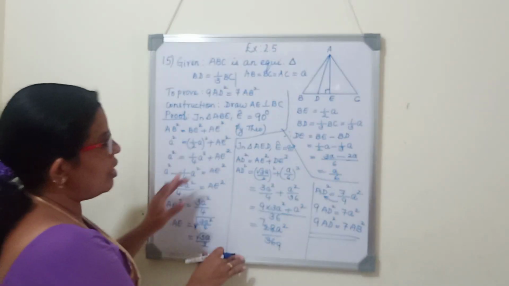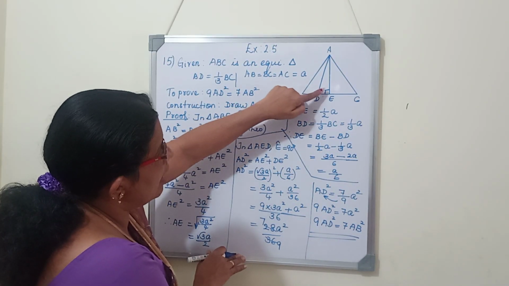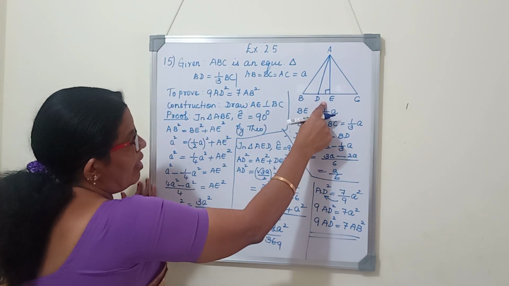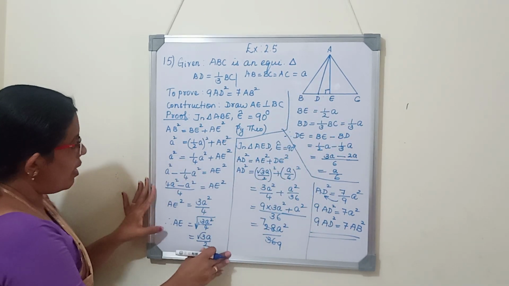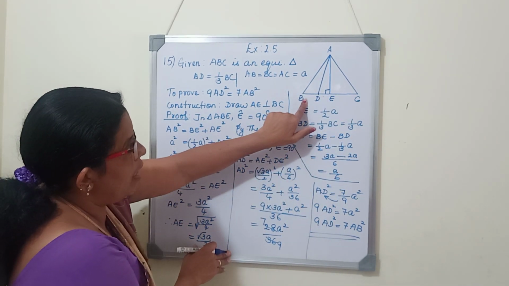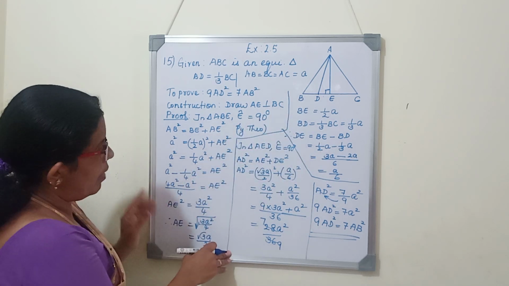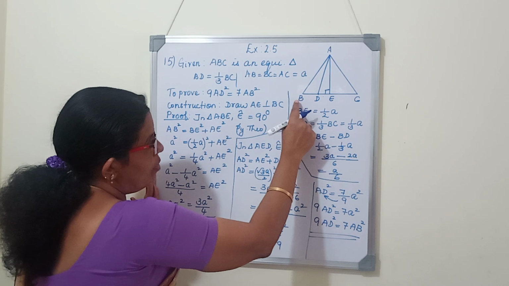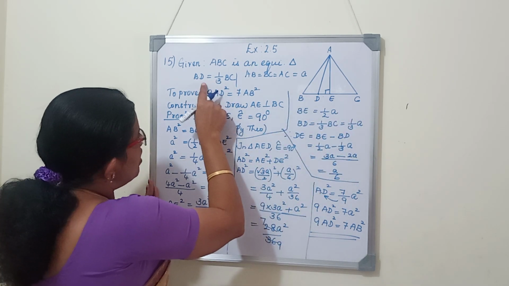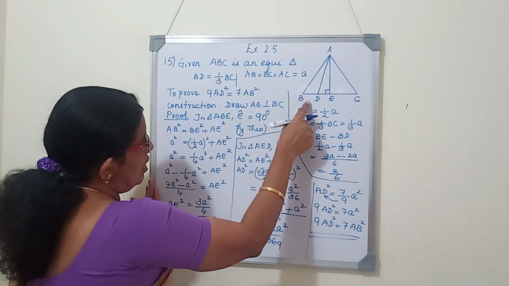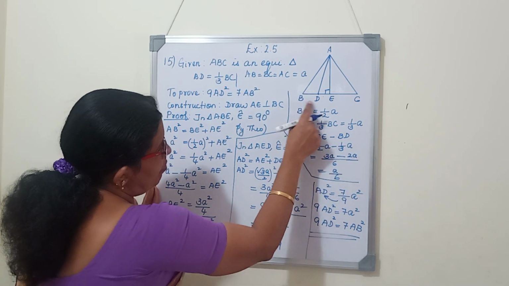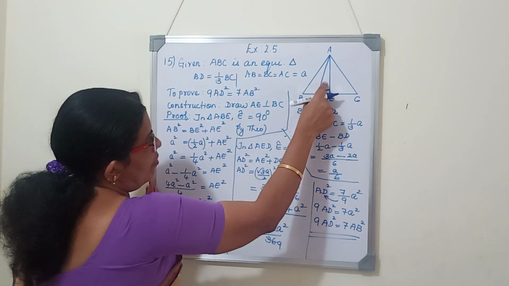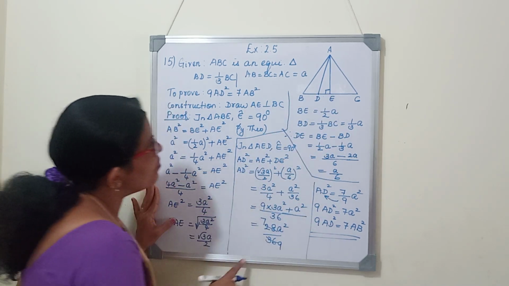So here to prove this, we wanted to consider the triangle AED. To apply the Pythagoras theorem, we should know the value of DE and AE. For that, first we will find out the height of the triangle in triangle ABE by applying the Pythagoras theorem. After getting the height, BE is half of A because BC is A. And then given that BD is 1 by 3 BC, so 1 by 3 A, we will subtract BD from BE and we will find out DE. Last we will apply the Pythagoras theorem in this right angle triangle.